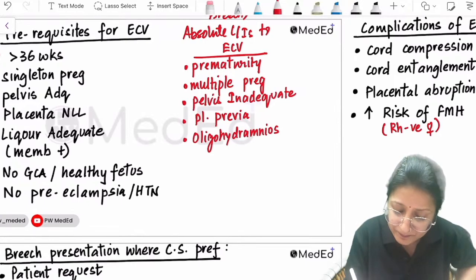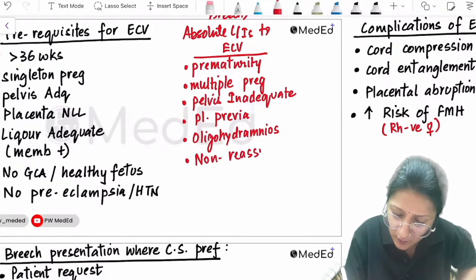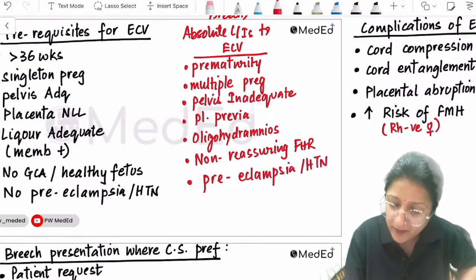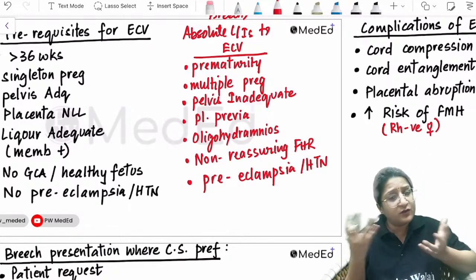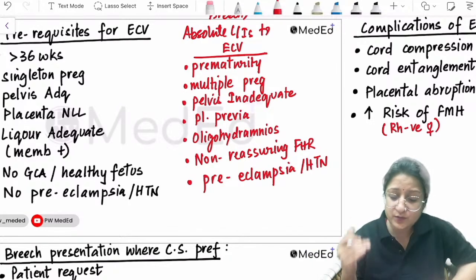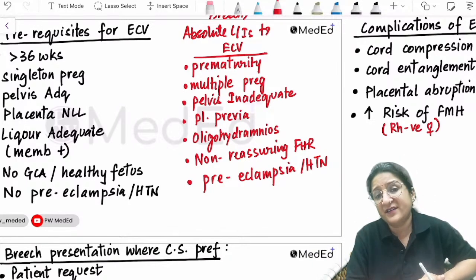So again, non-reassuring fetal heart rate is an absolute contraindication. Preeclampsia is an absolute contraindication. Hypertension is an absolute contraindication, because in these situations, the risk of placental abruption is anyway higher. So these are absolute contraindications to external cephalic version.